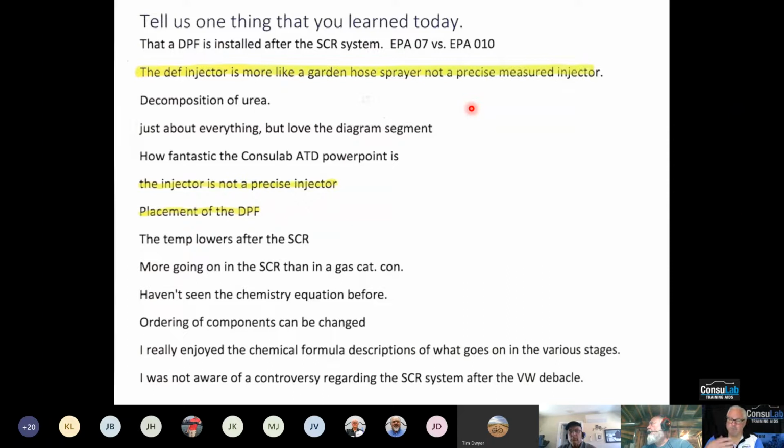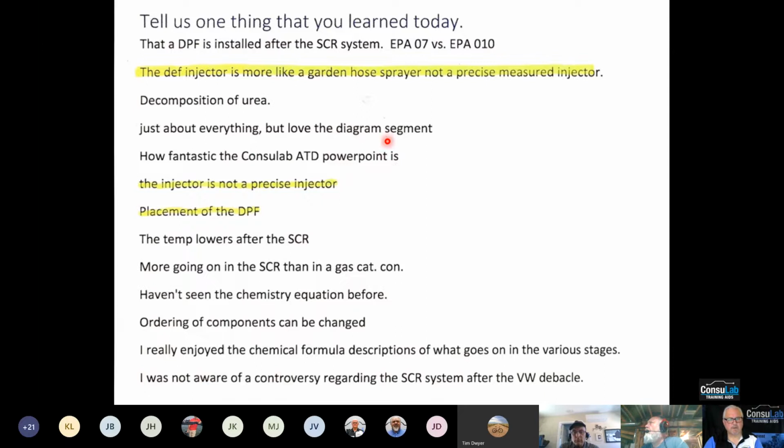So it's important that we know that an injector can be a problem. They do crust up at the nozzle. But we use the data, which is beyond this class right now, to troubleshoot those. Learn some about the composition of urea.